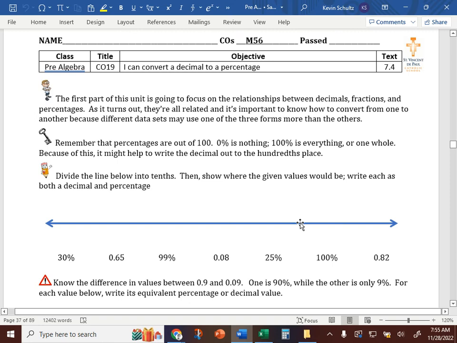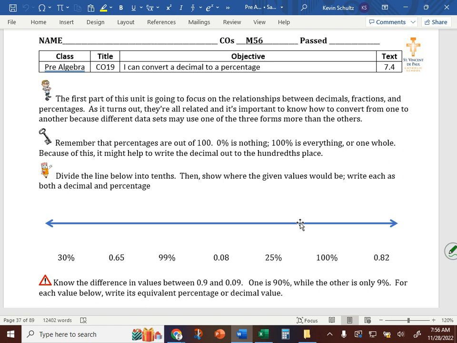Good day, pre-algebra. We kick off Advent with a new objective, a new unit, the last unit of the binder, unit 4. And it's all about percentages. We're going to start by talking about what percentages are, and then do some conversion between decimals, fractions, and percentages. Because like we saw all the way back in, what was it, CO2? Something like that. Decimals and fractions are very much related. Well, the third piece of that puzzle is percentages.